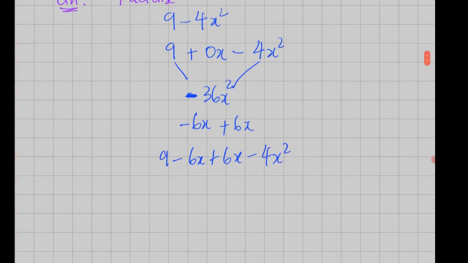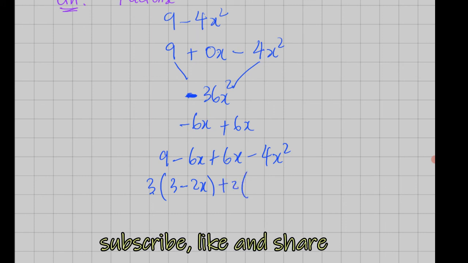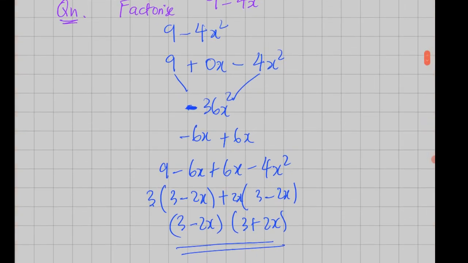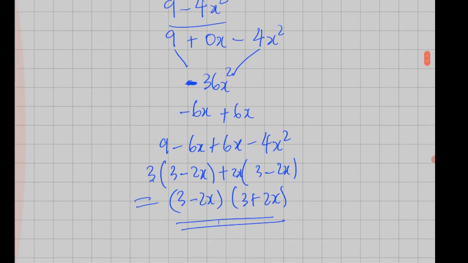So what's the common factor between 9 and minus 6x? The factor is 3. 3 into 9 is 3, 3 into negative 6x is negative 2x, right? The common factor here is positive 2x. Positive 2x into 6x is 3. 2x into minus 4x squared, what do we get? Negative 2x. So 3 minus 2x times 3 plus 2x, right? So you see, this is how we have arrived from 9 minus 4x squared to 3 minus 2x times 3 plus 2x.